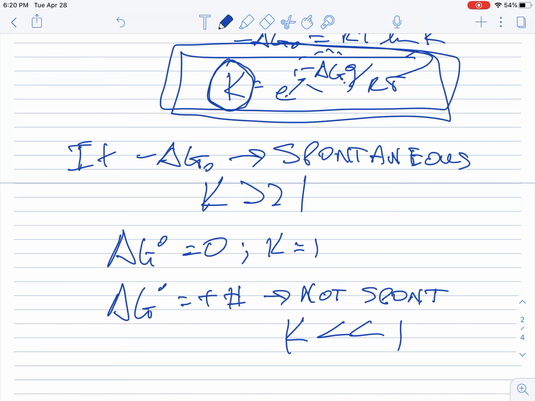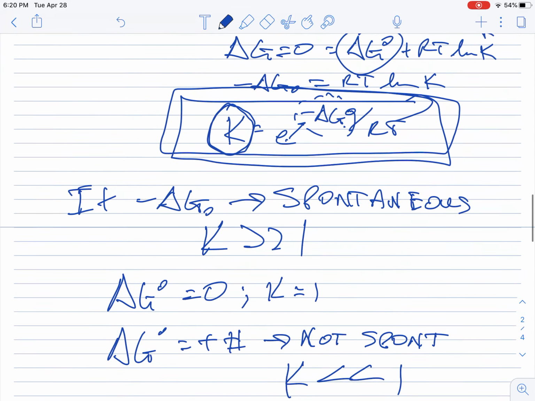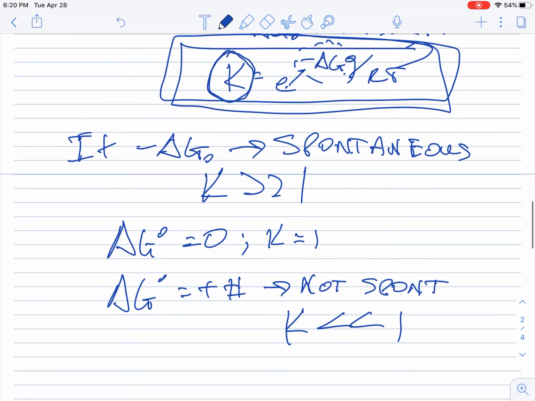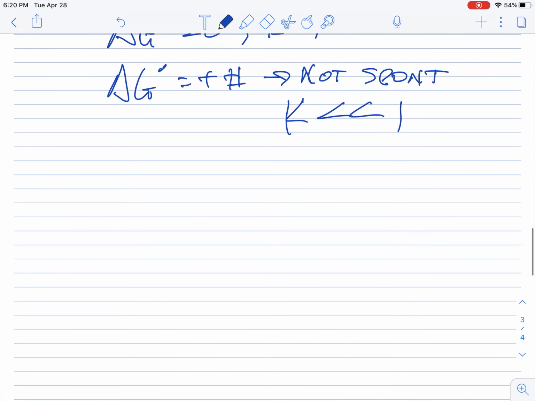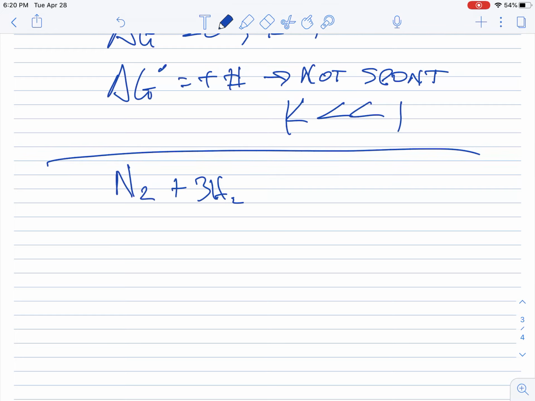So those are the three options you can come up with. Hopefully this all becomes old hat. Now here's how this would actually play out for the Haber process. I'll rewrite it so we're all on the same page: N2 plus 3H2 yielding 2NH3. Delta G naught is equal to negative 33 kilojoules per mole. Notice this is in kilojoules.